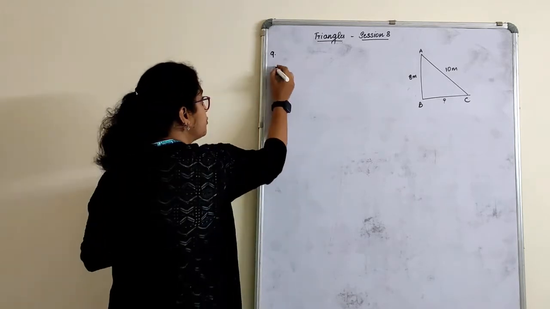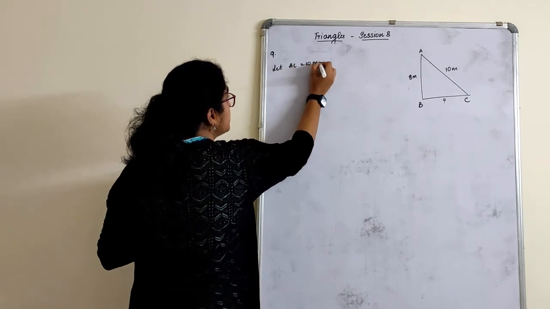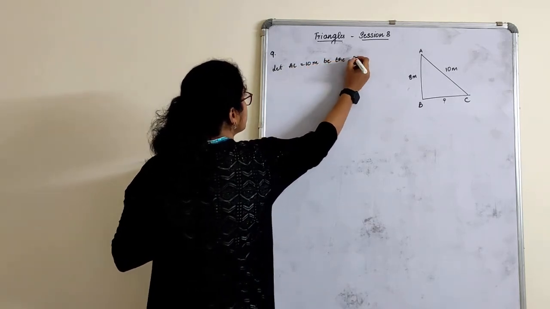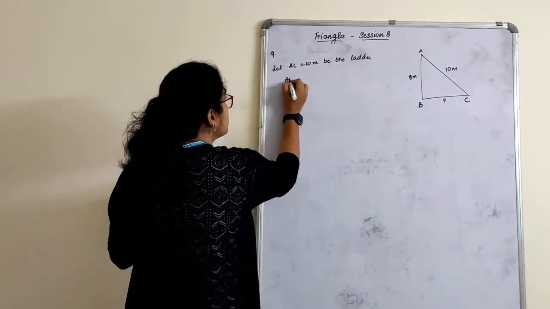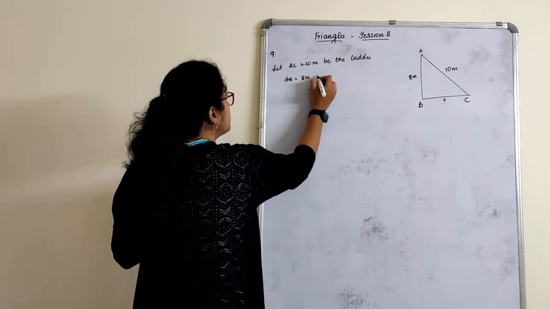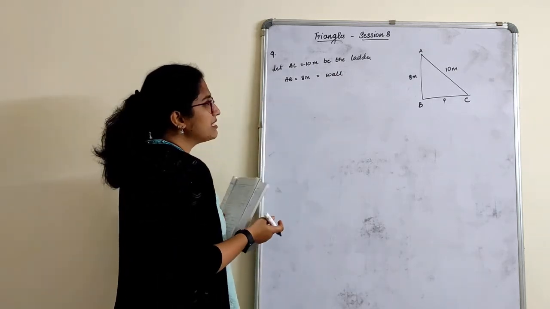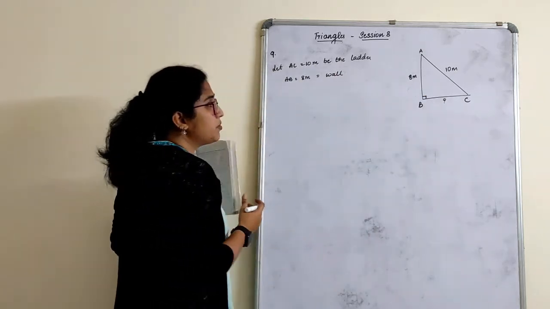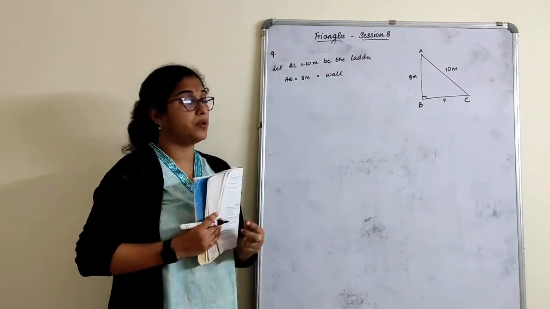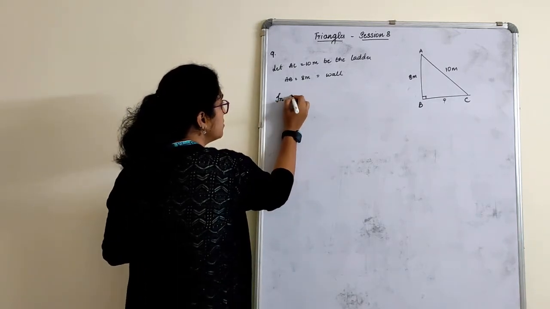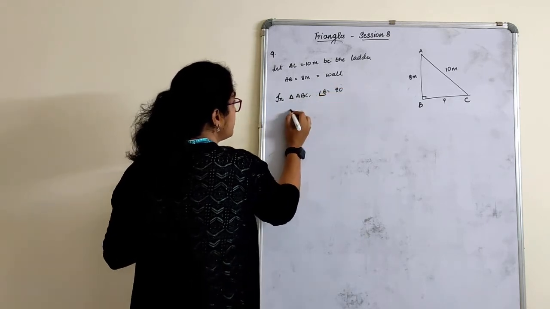Whatever we have chosen, we have to write let AC is equal to 10 meter be the ladder. Then AB is equal to 8 meter be the wall. Right? So BC we have to find out. It's a direct question, children. How do we know that it's a 90 degree? Of course, wall and ladder. Wall is always standing perpendicular with respect to ground. So start. In triangle ABC, angle B is equal to 90 degree.